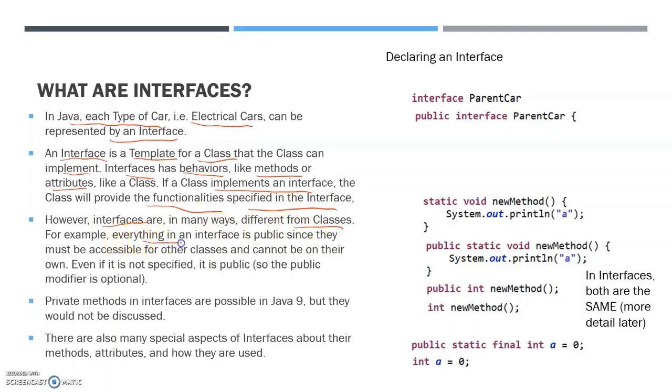For example, everything in an interface is public, since they must be accessible for other classes and cannot be on their own. Even if it's not specified, it is public, so the public modifier is optional, as in here, where these two, and these two, are basically the same thing. Though private methods in interfaces are possible in Java 9, they will not be discussed as this PowerPoint is only about Java 8. There are also many special aspects of interfaces about their methods, attributes, and how they're used. They will be discussed later on.